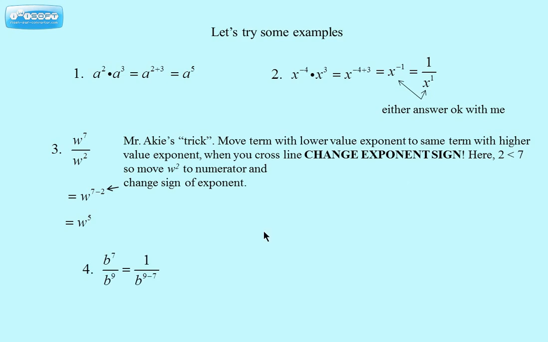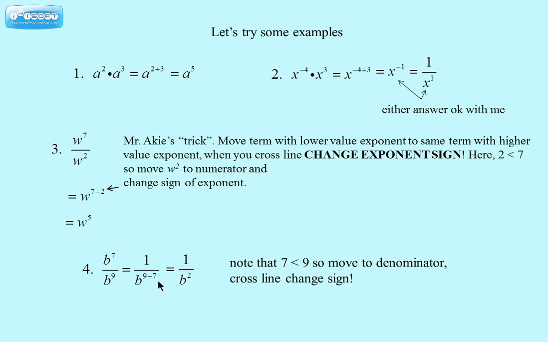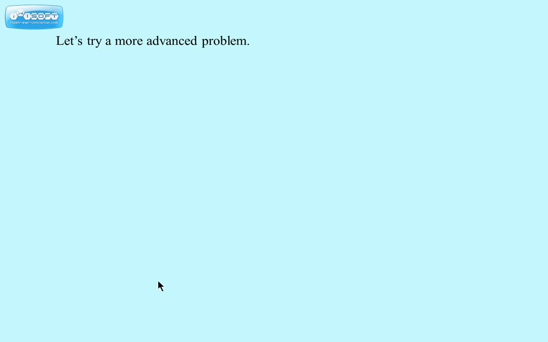Here's another example. The lower value exponent is 7. We move it towards the higher value exponent, which is 9, so that we cross the line, we change the sign of 7. We have 9 minus 7, so it's 1 over b squared. Let's look at a more advanced problem.